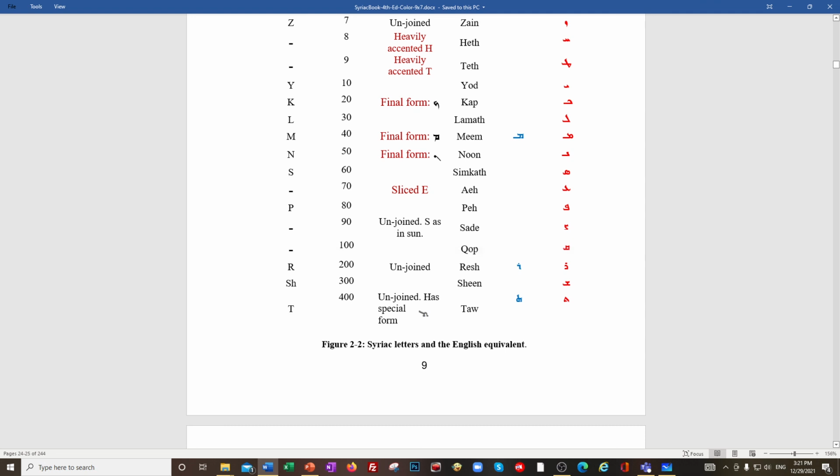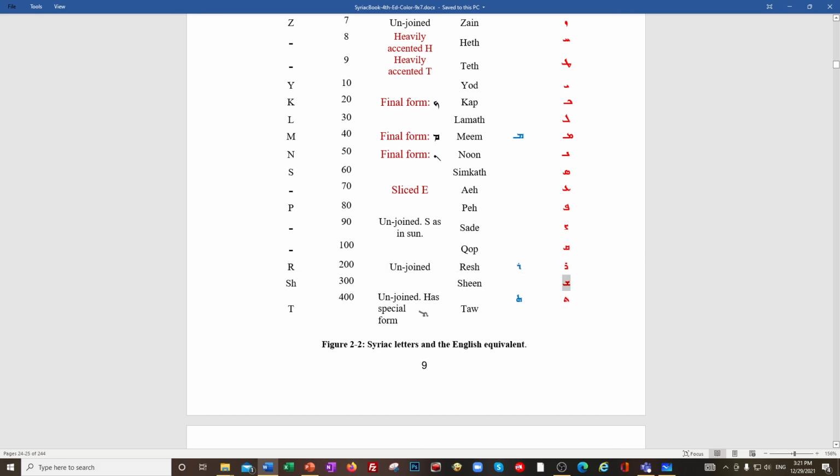And I don't have anything for qob in English. Resh. Eṣṭrangelā looks like this one. Unjoined letter, does not join from left. Numeric value 200. Equivalent to R in English.